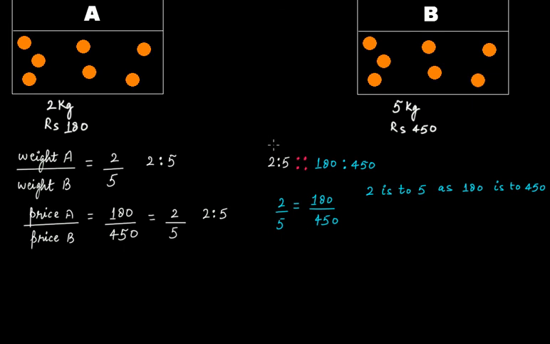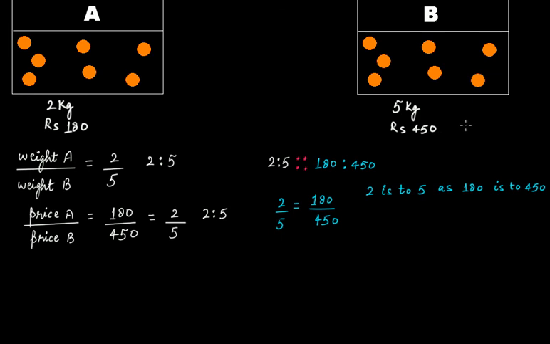In this case, 2, 5, 180, 450 are the respective terms. 2 and 450 are the extreme terms. 5 and 180 are the middle terms. So this is the first video on proportion.